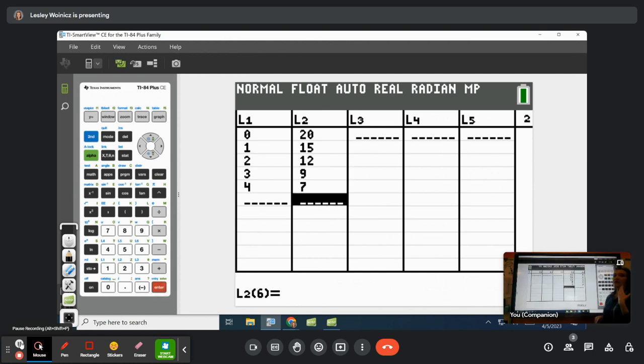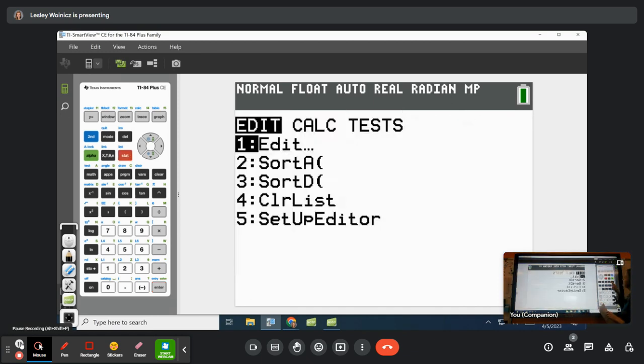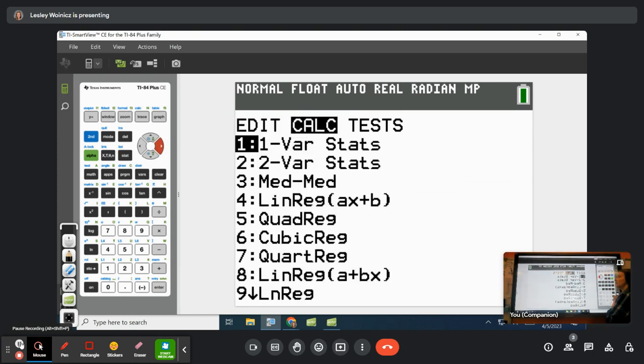Okay, now these are stored in the calculator for it to use until you delete them. So they're just in there. You don't have to save or anything. So we're going to go back to the stat button. We're done editing, so we're going to go to the calculate menu next. Arrow right to the calculate menu.